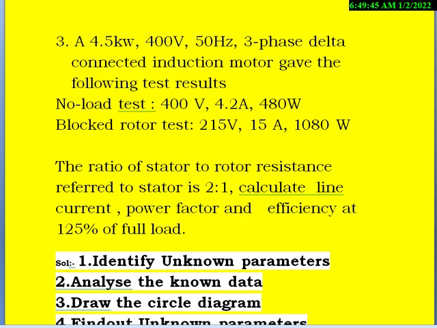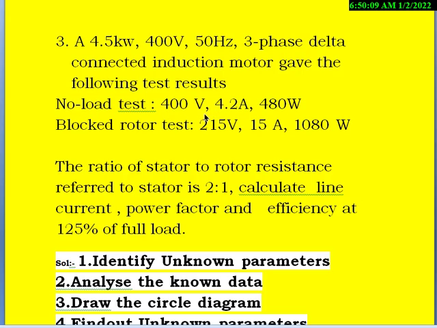Hello friends, today I will discuss the numerical problem on circle diagram of three-phase induction motor. The data is given like this. A 4.5 kilowatts, 400 volts, 50 Hz three-phase delta connected induction motor gives the following test results.